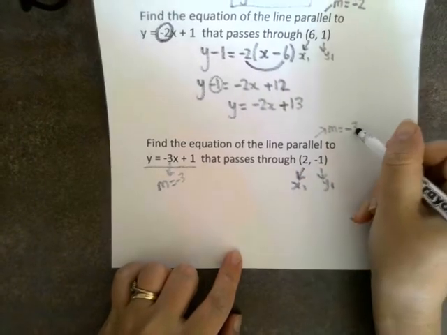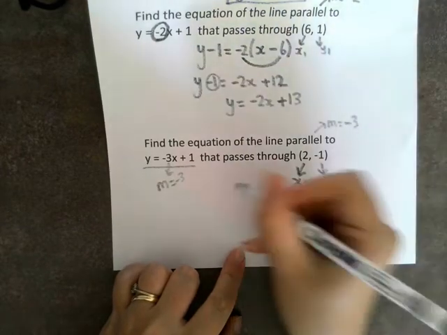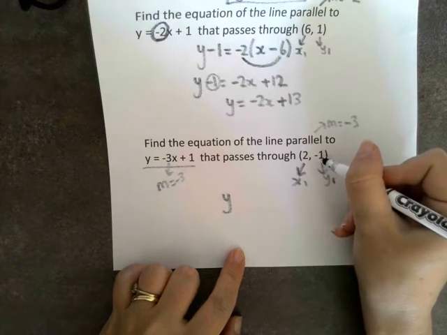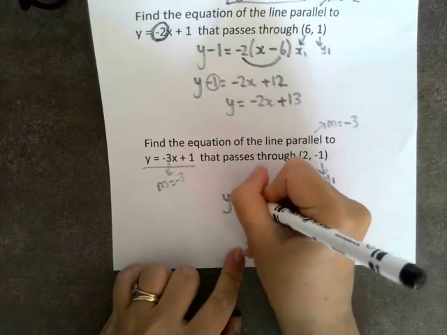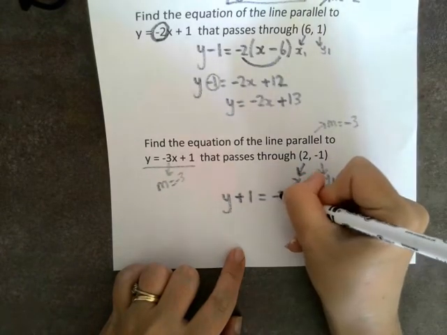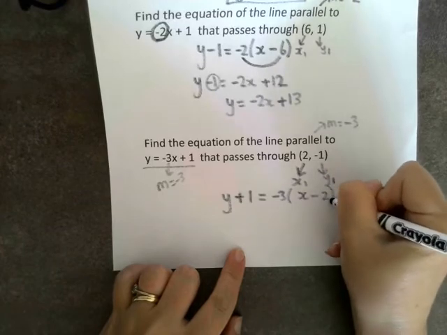As soon as you've got a gradient and a point, what are you going to use? Y minus y1. So it'll be y minus minus 1, and remember minus minus, we don't like that, we're going to change that to a plus, so it'd be y plus 1. Then it would be minus 3, x take away x1, which is 2.